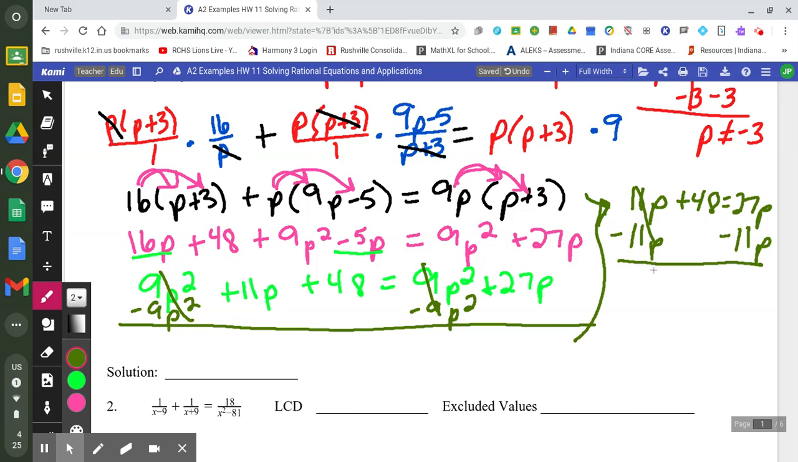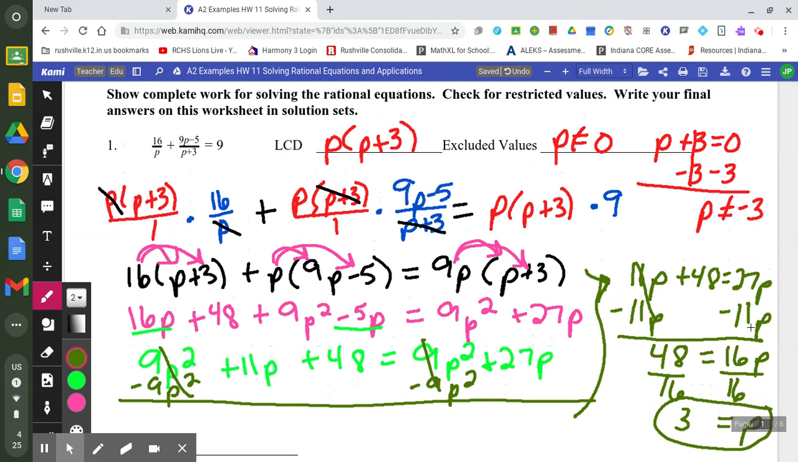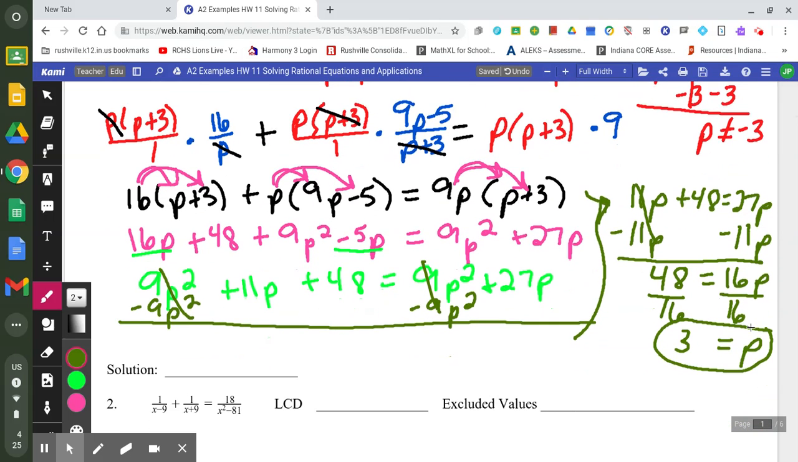So now I have 48 equals 16p. And I'm going to divide by 16 because 16 is what's in front of the p, even though it's on the other side of the equal sign. So then p equals 3. And when I look back, my excluded values were 0 and negative 3. So 3 does work. So my solution is 3.